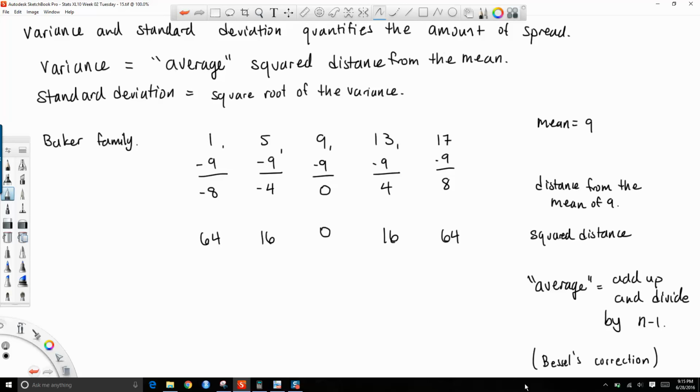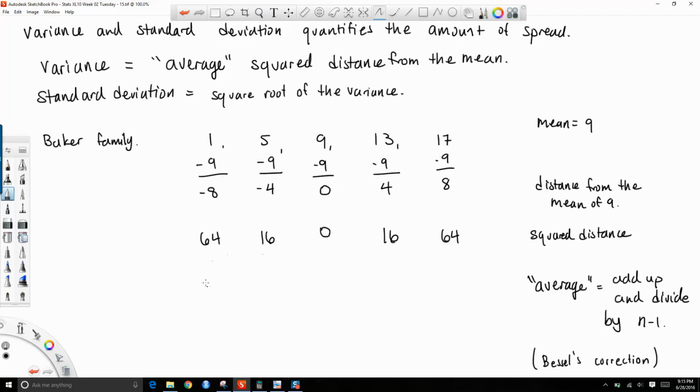Basically, if we're trying to estimate the variance in the population, what we should be doing is calculating the distance from the mean of the population. But we're estimating the mean of the population based on the mean of the sample, and that's going to introduce bias into our calculations here. But anyway, don't worry about it. Just add them up, and we're going to divide by n minus 1 rather than n.